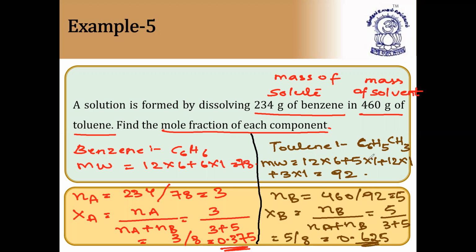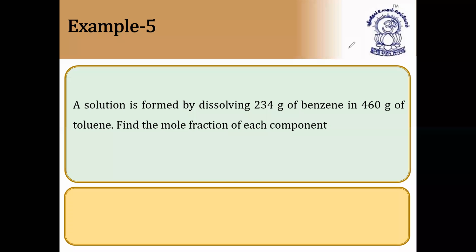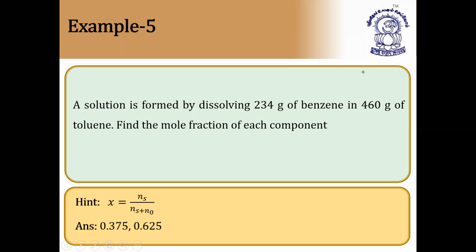In this way, you have to find the first sum as it is. That's why I have shown it clearly. So 0.375 and 0.625. If you know only the mole fraction of solute, for the solvent there is no need to find again, because 1 minus 0.375 is 0.625. So 1 minus mole fraction of solute is called mole fraction of solvent. I hope it is clear now. Next question.